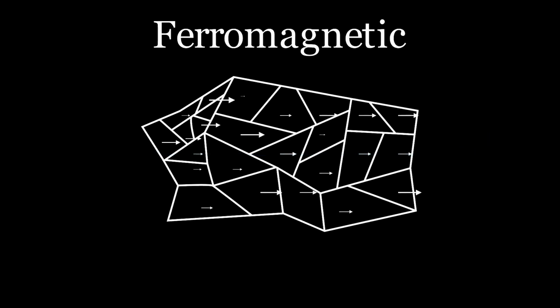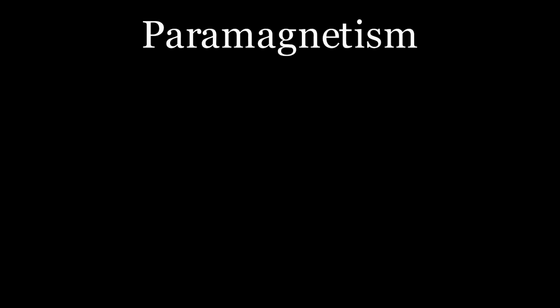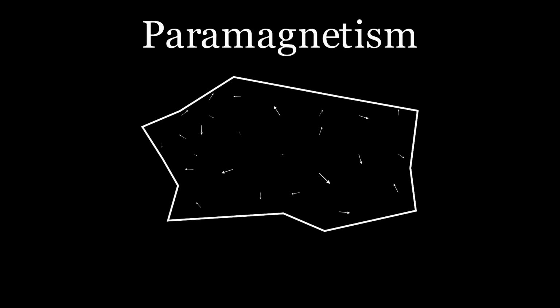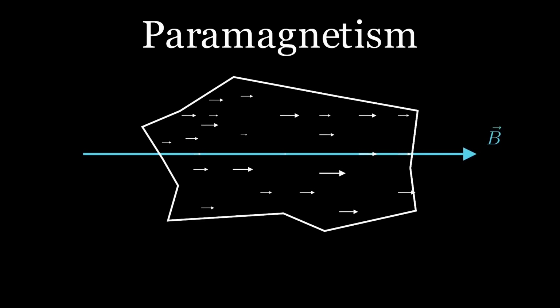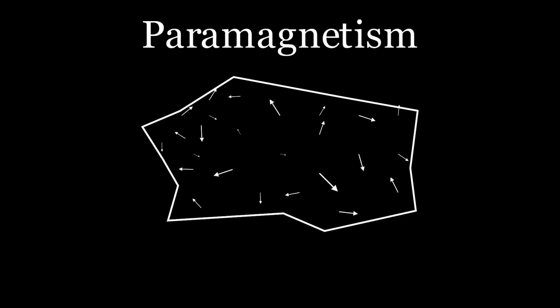Examples of this material are iron and cobalt. The next type of magnetism is paramagnetism. The magnetic fields are usually randomly aligned on a paramagnetic material, canceling each other out. But if you add an external magnetic field, then the material will align with that, giving you a slight extra magnetic field, but it goes away once you remove the field. Examples of paramagnetic materials include aluminum and oxygen.